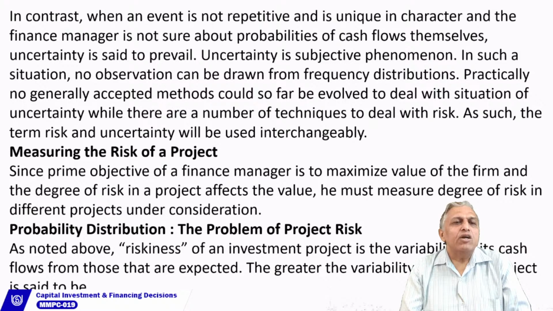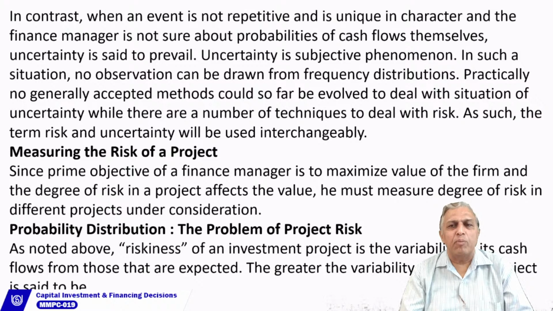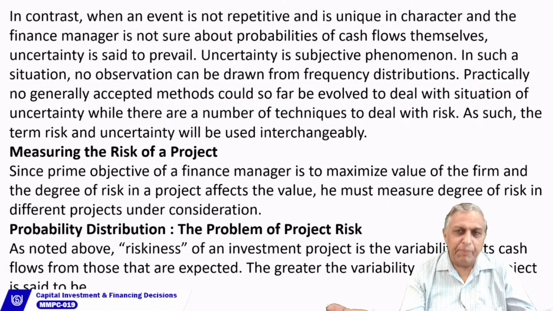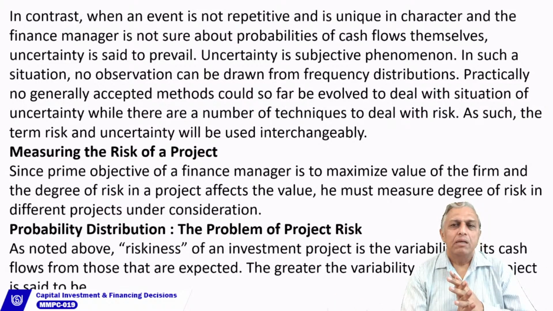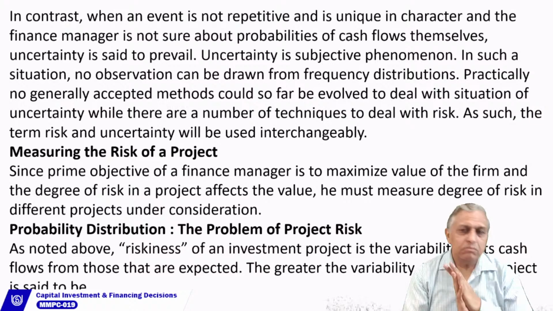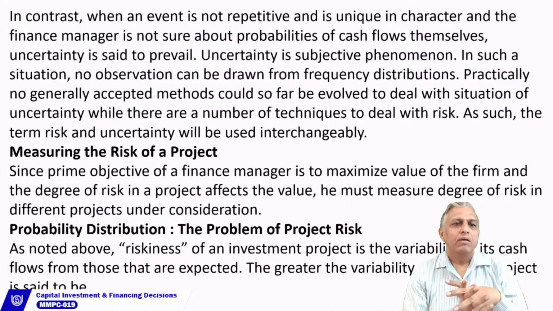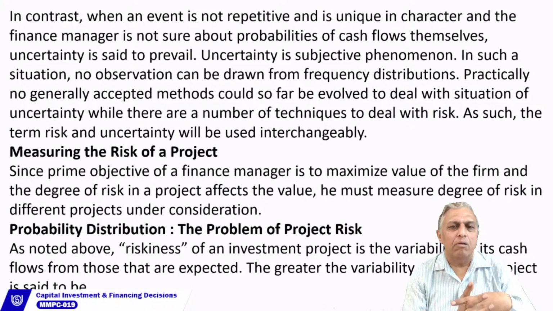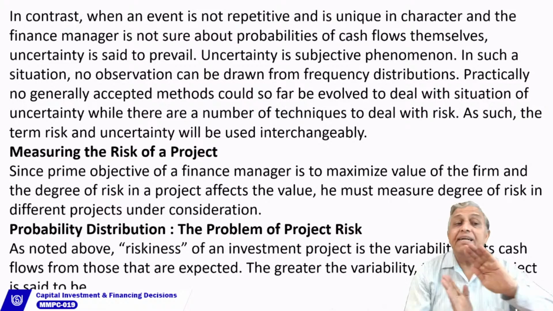In contrast, when an event is not repetitive and is unique in character, and the finance manager is not sure about the probability of the cash flows themselves, uncertainty is said to prevail. Because it is not repetitive, it is unique, maybe happening for the first time or second time, and the finance manager is unsure about the probabilities of cash flows themselves, then it is absolutely uncertain.